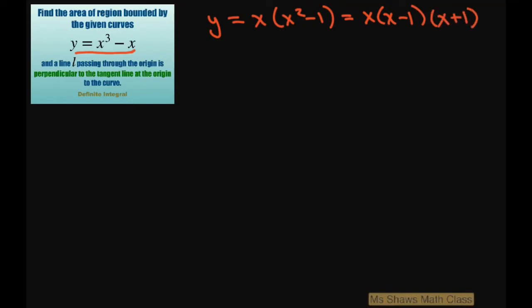Basically, we need to sketch this graph, and I want to look at my zeros. If I take y equals x cubed minus x, I can factor out x and get x squared minus 1, which equals x times x minus 1 times x plus 1. Also, if I differentiate, y prime is going to be 3x squared minus 1.